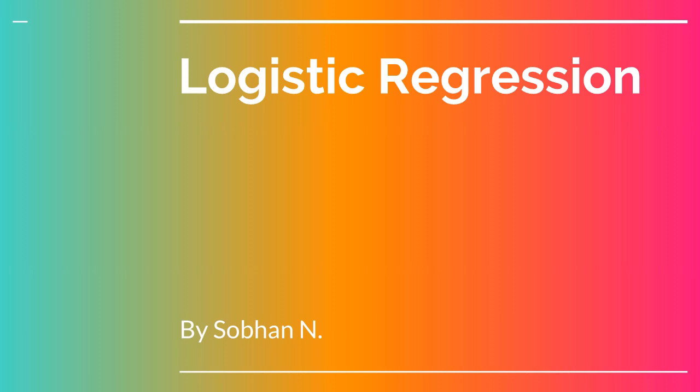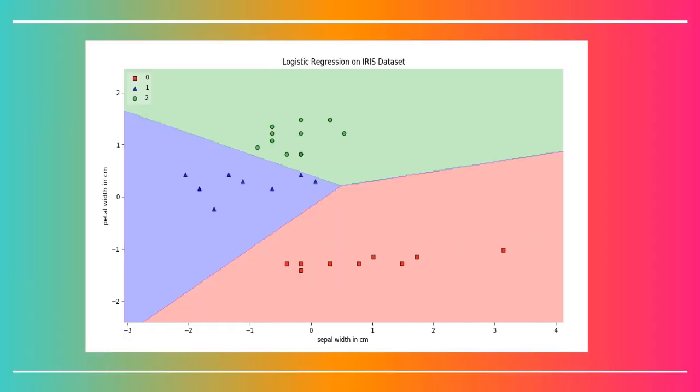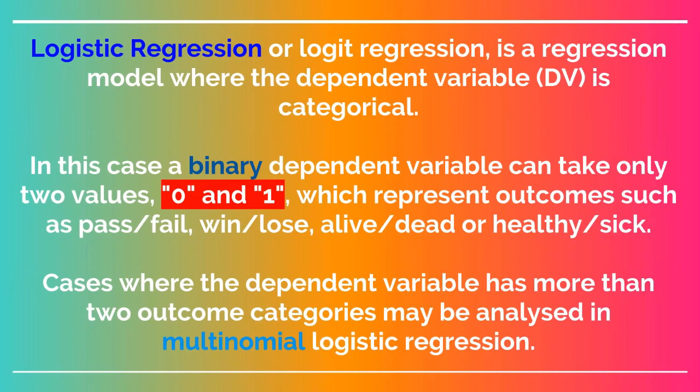Hello everyone, in this lecture we want to discuss logistic regression and the theory behind it. The main feature of this regression method is the classification of some categorical variable. So logistic regression, or logit regression, is a regression model where the dependent variable is categorical.